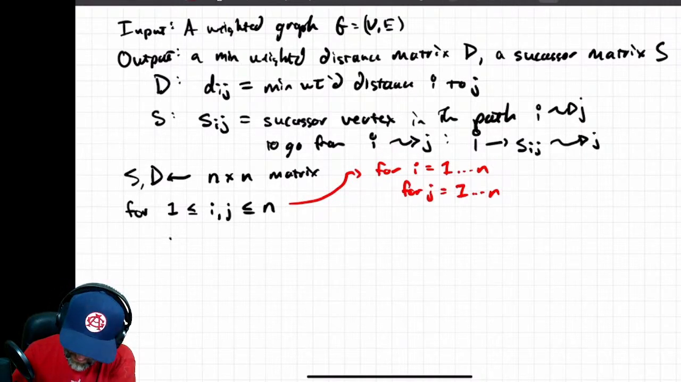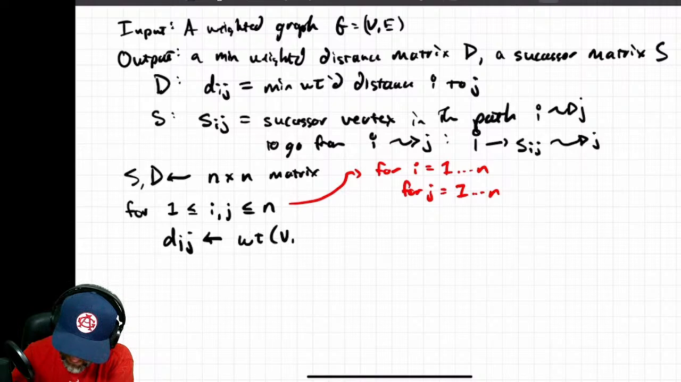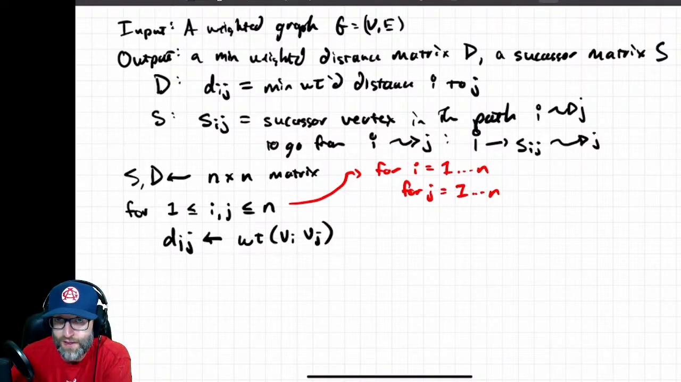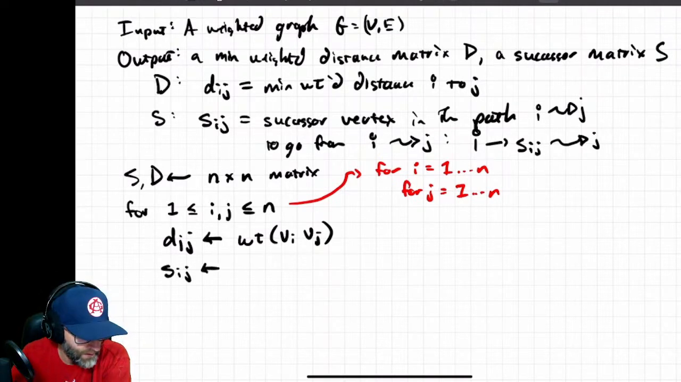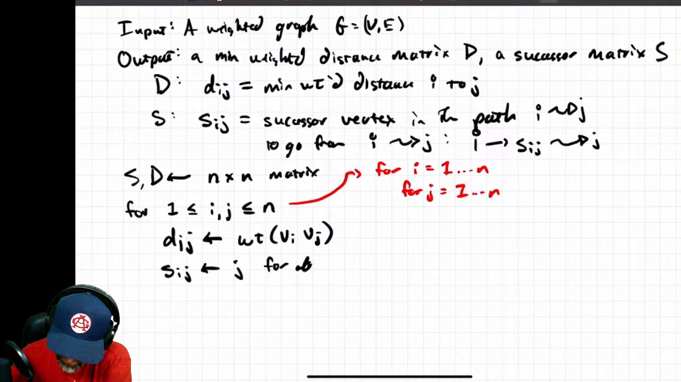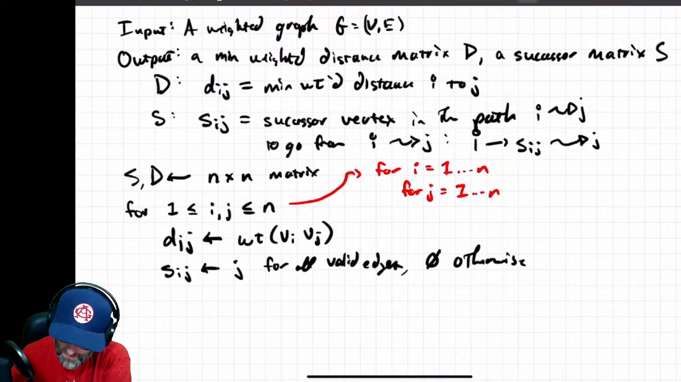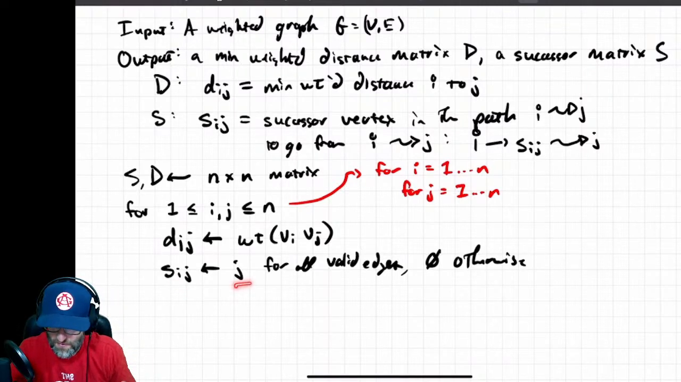I'm going to initialize d sub ij to be the weight of going from vi to vj. In other words, this is just the adjacency matrix, and I will initialize s of ij to be j for all valid edges, and phi otherwise. And again, what's the interpretation here? The successor is going from i to j. How do you get there? So if I want to go from i to j and I haven't visited any other vertices yet, you just go to j. That's a direct edge there.